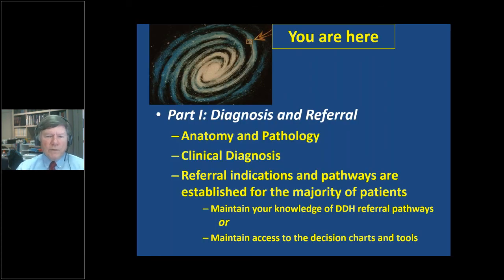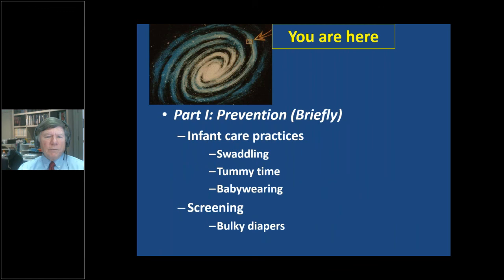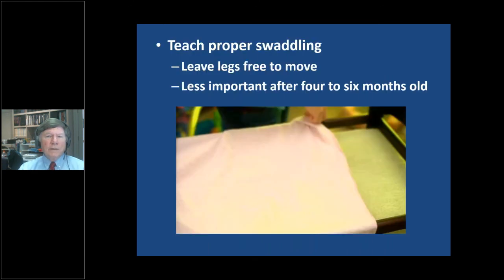So now we've covered most of part 1, including referral indications and pathways. There's one more item that I'd like to cover, which is prevention. We'll go through that briefly because it involves infant care practices that you may be able to advise your parents on. First, teach proper swaddling. Leave the legs free to move, and this is less important after 4 to 6 months old. The first 6 months is when the hips are developing rapidly.